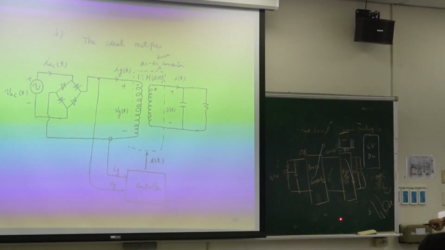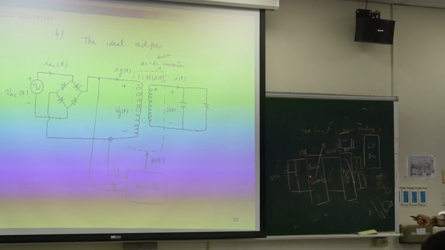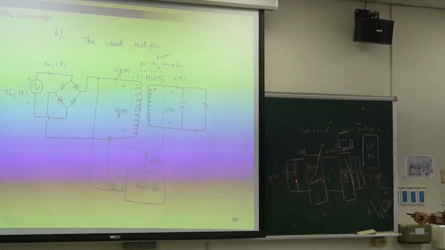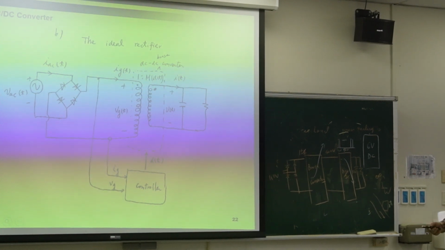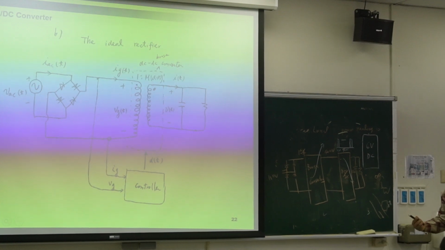So you can see, do you like this topology? No, I don't like this topology. But why do you use it? The reason is PFC needs a boost converter. So the only way is boost and then buck. But boost to 400, then buck becomes 1%, 2%. So it is not good.